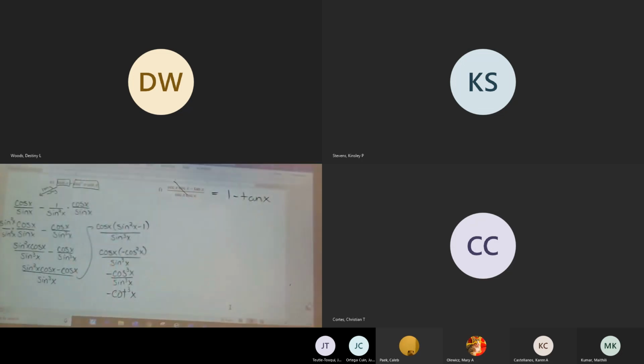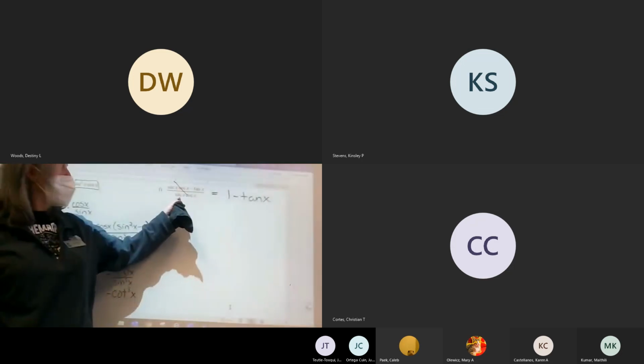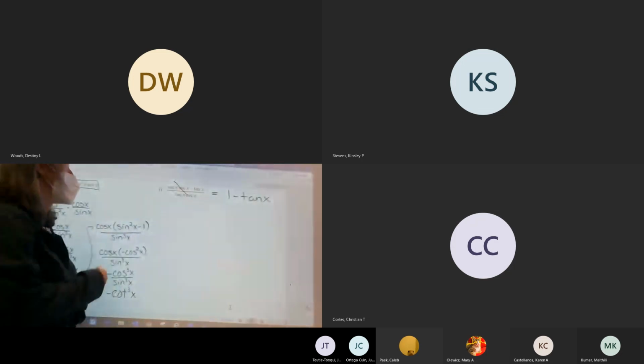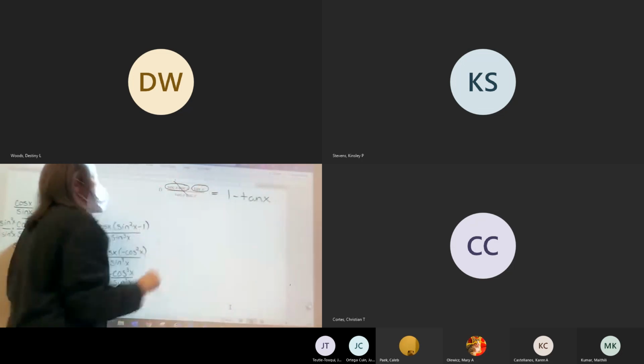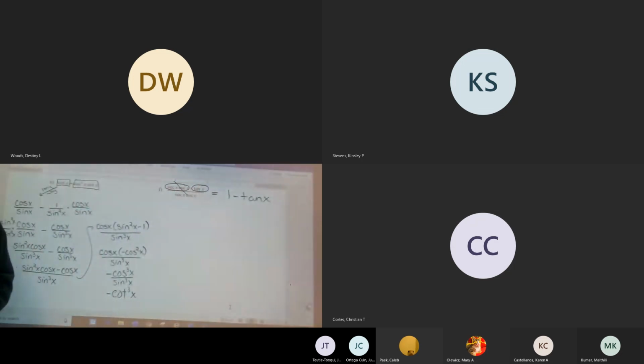Not the right answer. Okay, so let's talk about why it's not the right answer. Your denominator that you have down here doesn't just belong to the front half of this binomial, it also belongs to the back half of that binomial.